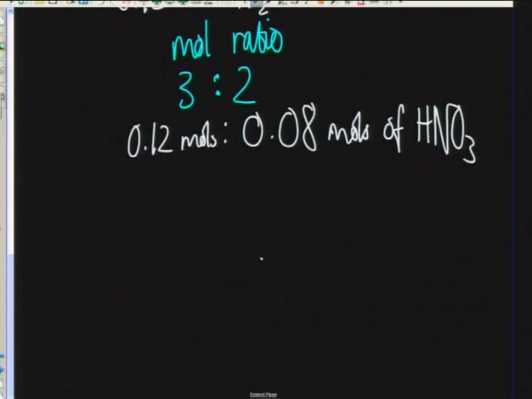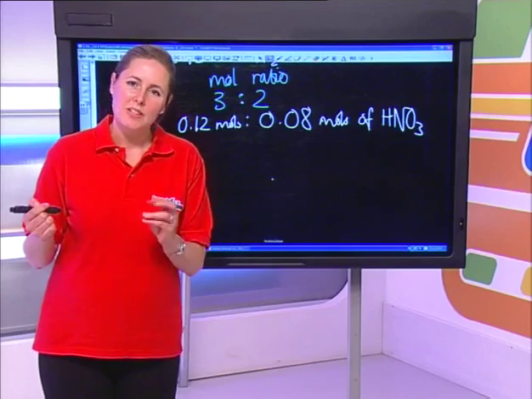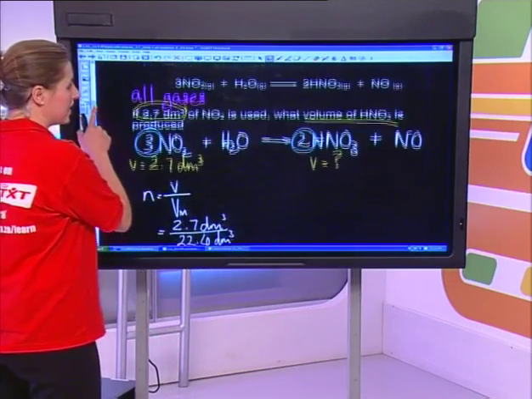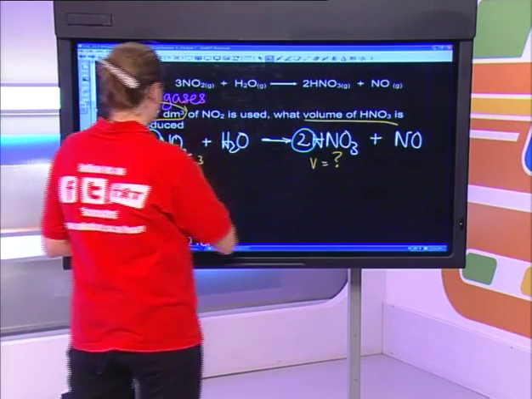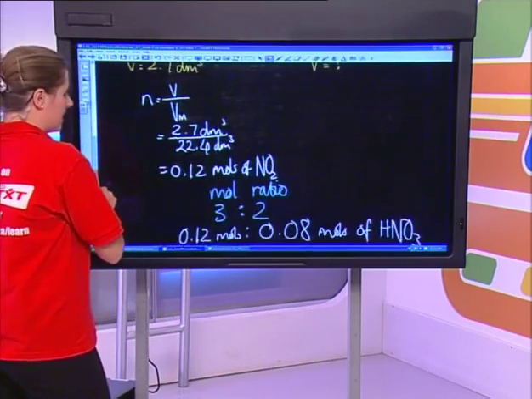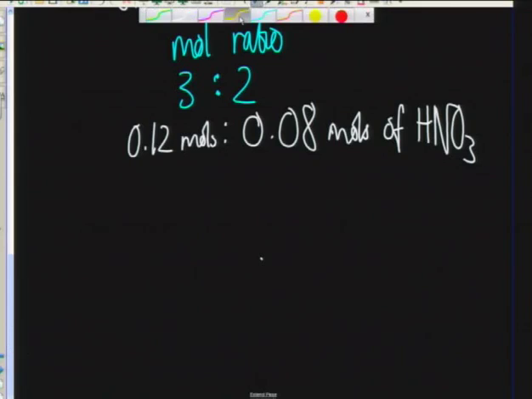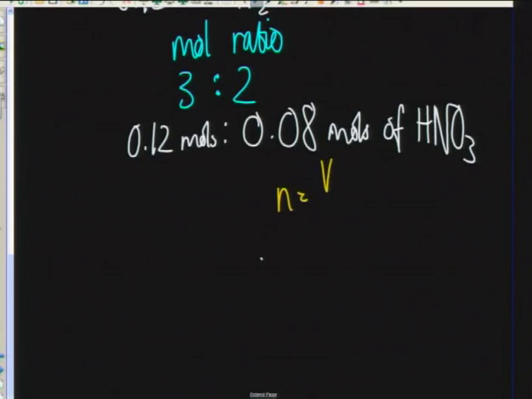Now, I can work out what I'm asked to work out, which was, what is the volume, I believe. Let's go back and check the question. What volume of that is produced? It was also a gas, so I can still work with that same equation. Number of moles is equal to volume divided by molar volume. Let's rearrange it. Volume would be equal to number of moles multiplied by the molar volume.